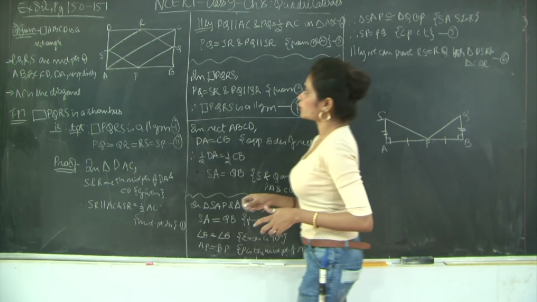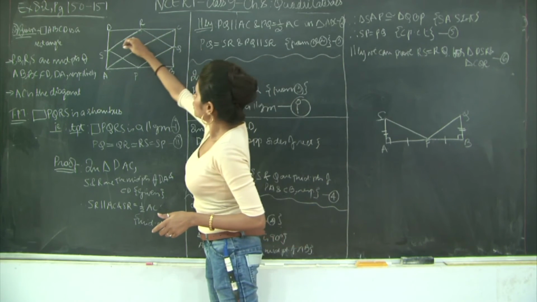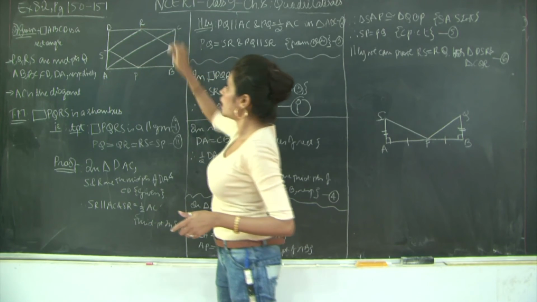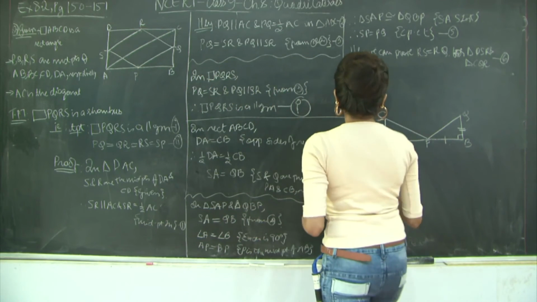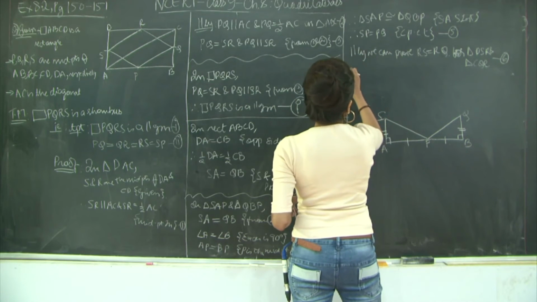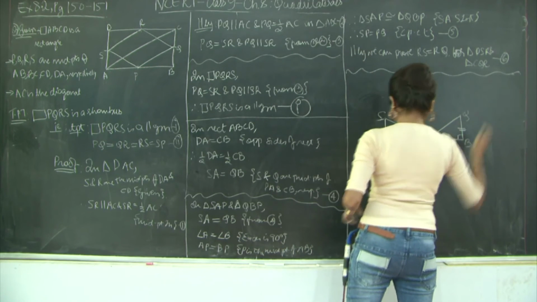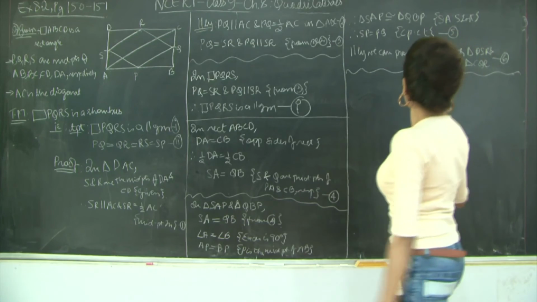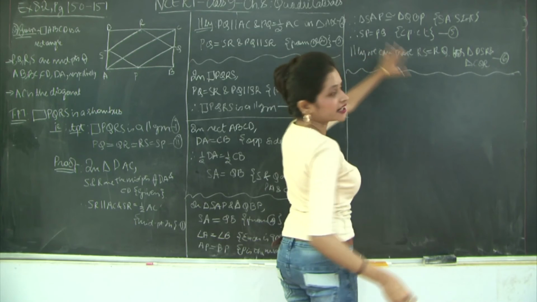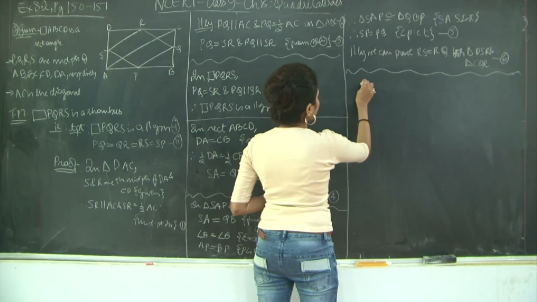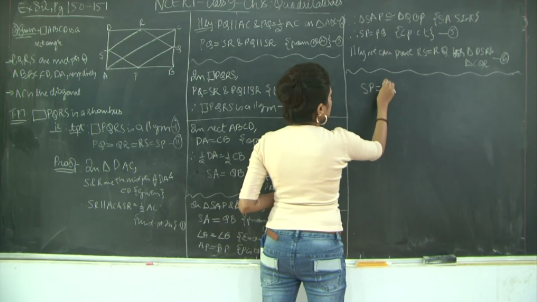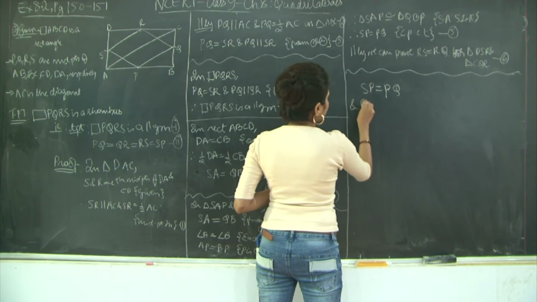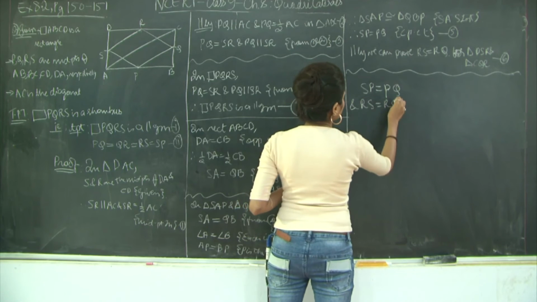Also, we have just showed that this is a parallelogram, right? So, we have SP is equal to RQ. So, now let us write points numbers 5 and 6. From 5 and 6, what do you get? SP is equal to PQ and RS is equal to RQ.